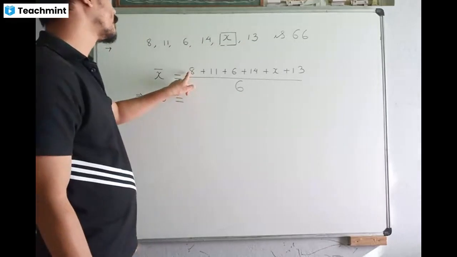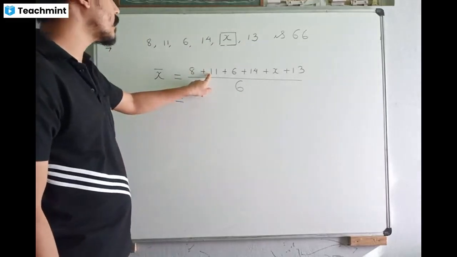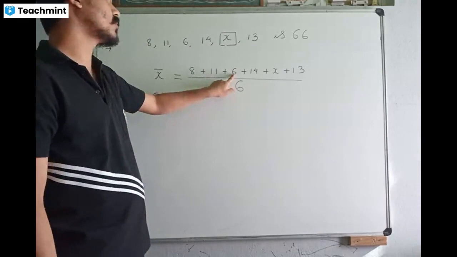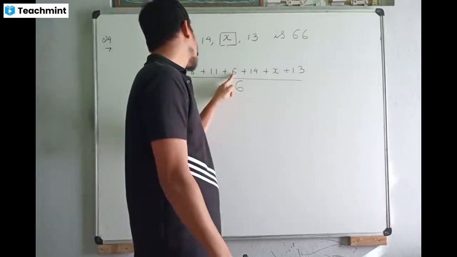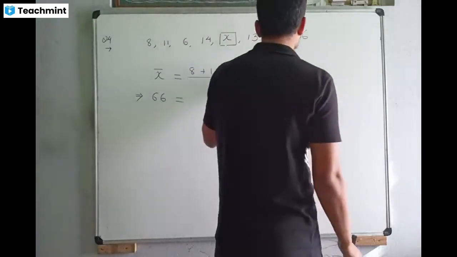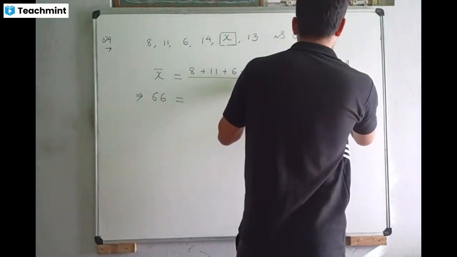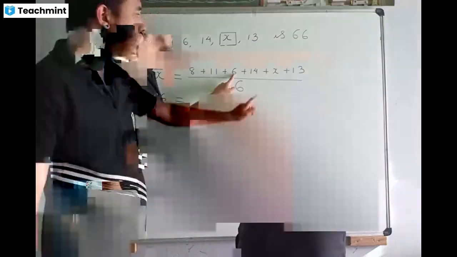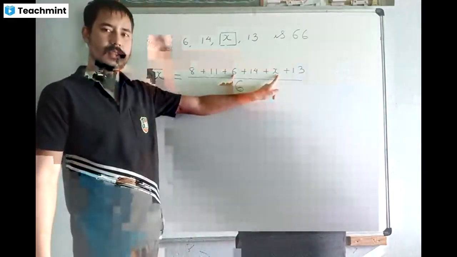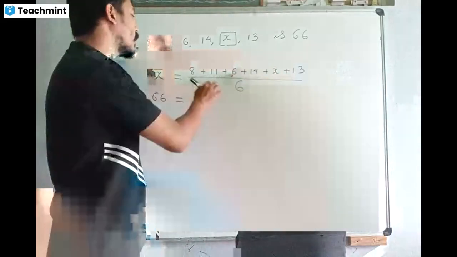Then we have 8 plus 11, 19. 19 plus 6, 25. 25 plus 14, 39. 39 plus 13 is 52. And then don't forget to add x.